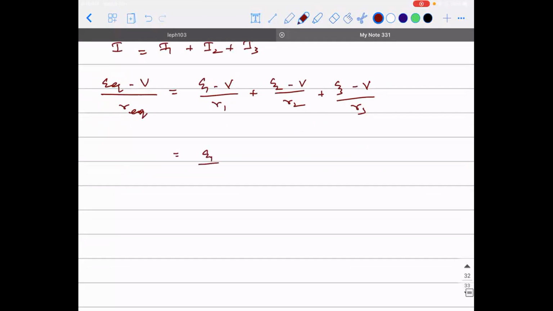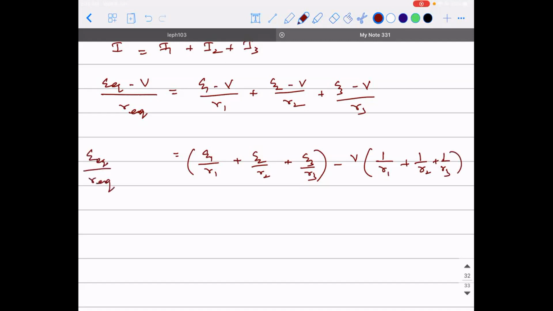Right? This will be E1 by R1 plus E2 by R2 plus E3 by R3 minus, can I take out V common? 1 by R1 plus 1 by R2 plus 1 by R3. This side I will write E equivalent divided by R equivalent minus V into 1 divided by R equivalent. It is just a mathematical rearrangement, nothing I did.